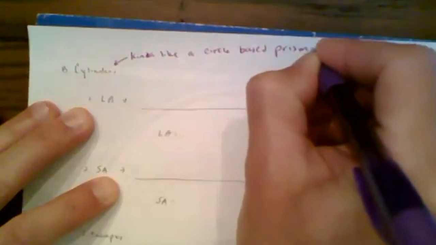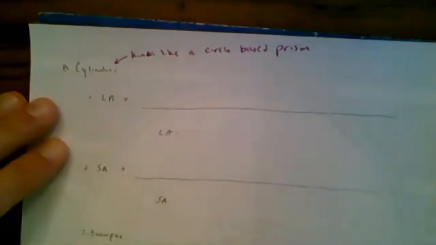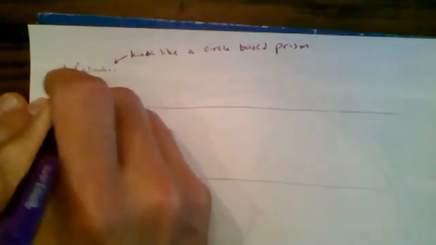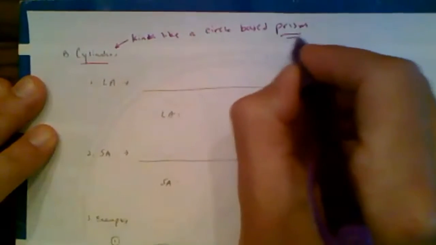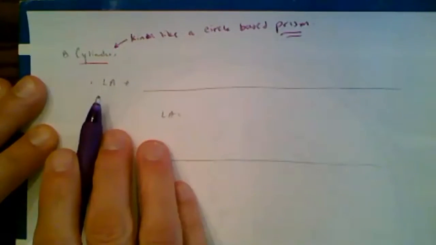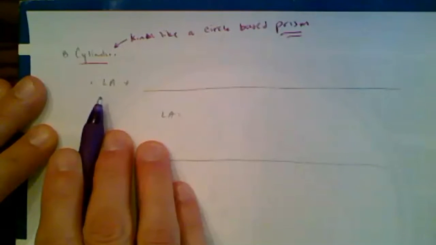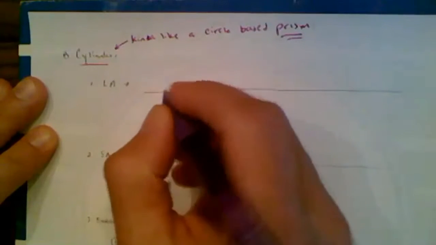So basically the bases are always going to be circles on a cylinder. Remember, it's a non-polyhedron because it's not made up of polygons, but they're going to behave just like a prism does, except that the bases are always going to be circles. And again, we'll look at the lateral area first. The lateral area is just the curved side of the can, basically.